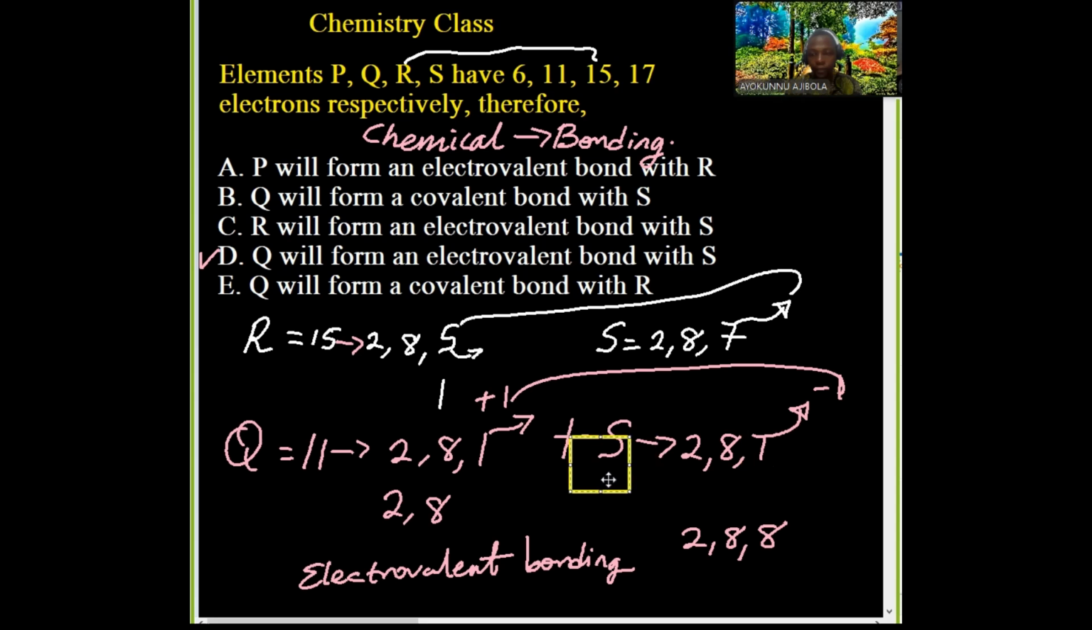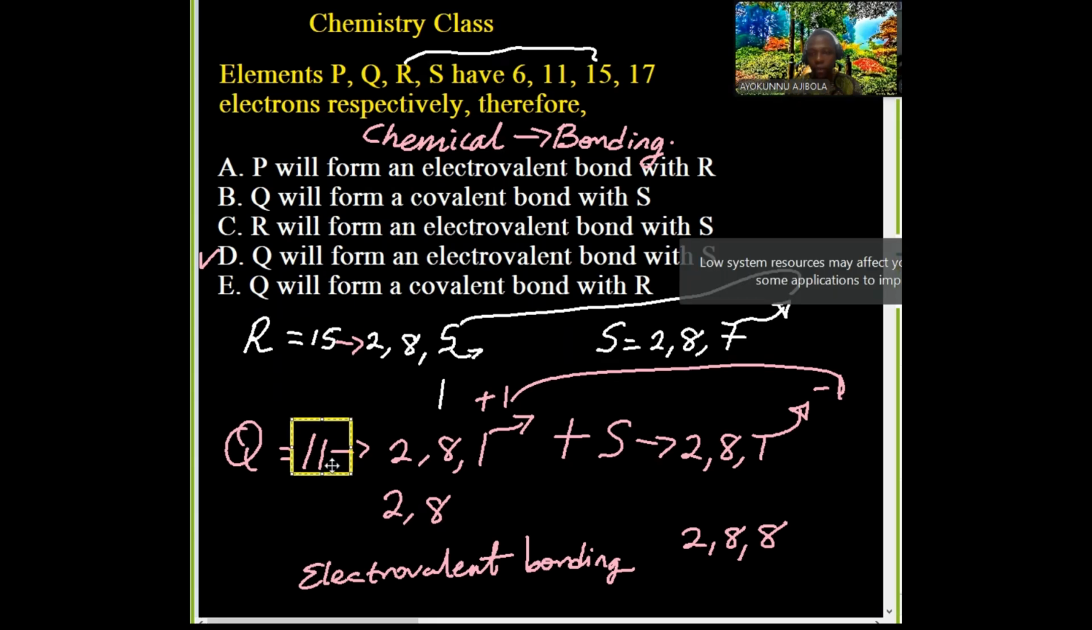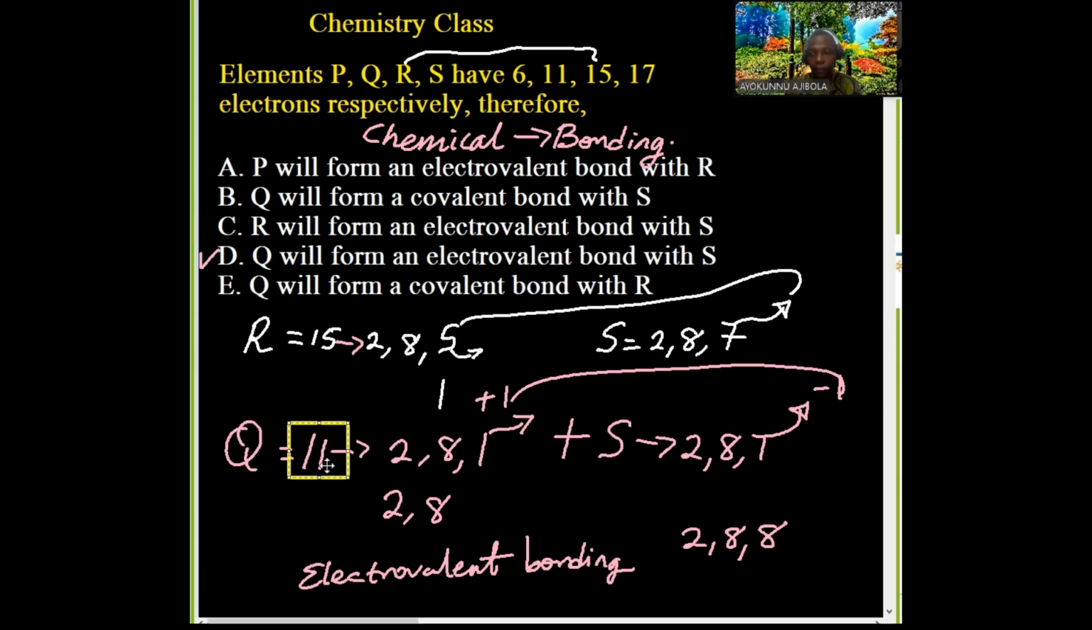Yes, sir. Why is Q sodium? Because the atomic number, which is the total number of electrons, is 11. Then why is S chlorine? Because it has 17 according to the question. So if they ask you to name all of them, just check the number of electrons, then you are good to go. Like 6. Which one is 6? That should be carbon, right? Yes. Which one is 15?